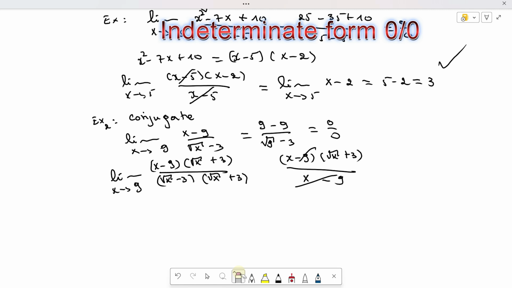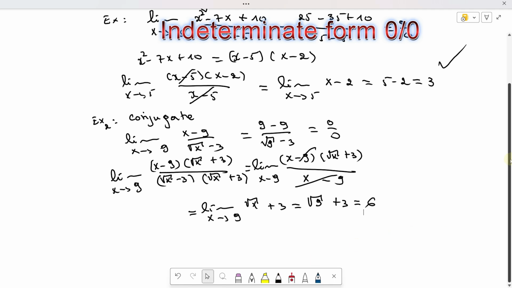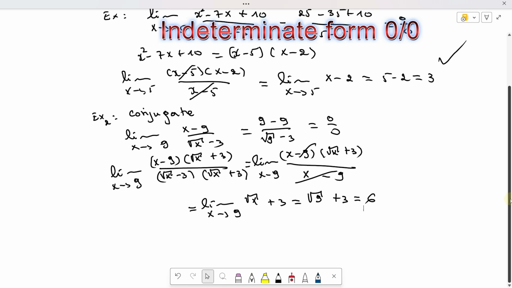Of course, here we have to have the limit. This is equal to the limit when x tends to 9. So this will be equal to the limit when x approaches 9 of square root of x plus 3. And this will be equal to square root of 9 plus 3, which is equal to 3 plus 3 equal to 6. And let's take an example where we can use trigonometric identities.